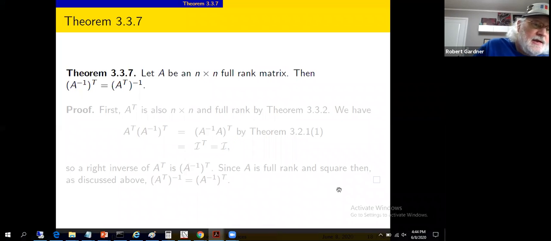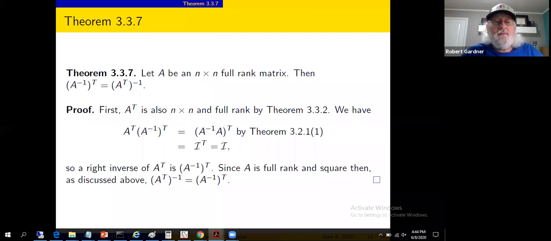First, the rank of A and the rank of A transpose are the same. A transpose is n by n. Since A is full rank, it must be rank n. So A transpose must be rank n as well, and A transpose is a full rank matrix. Theorem 3.3.2 tells us the rank of A equals the rank of A transpose. That's what makes this work.